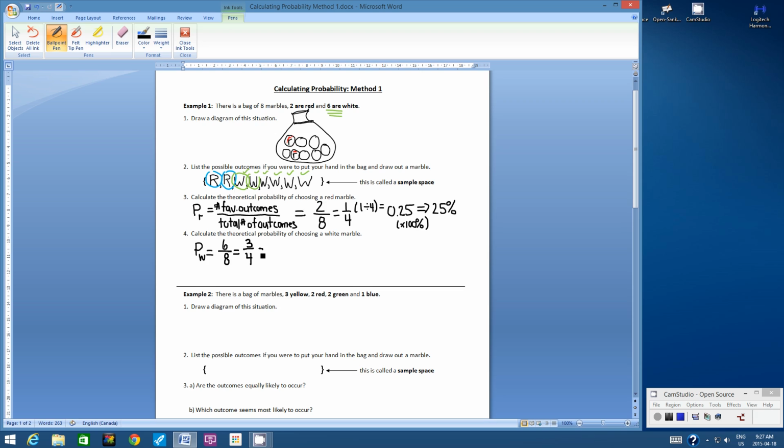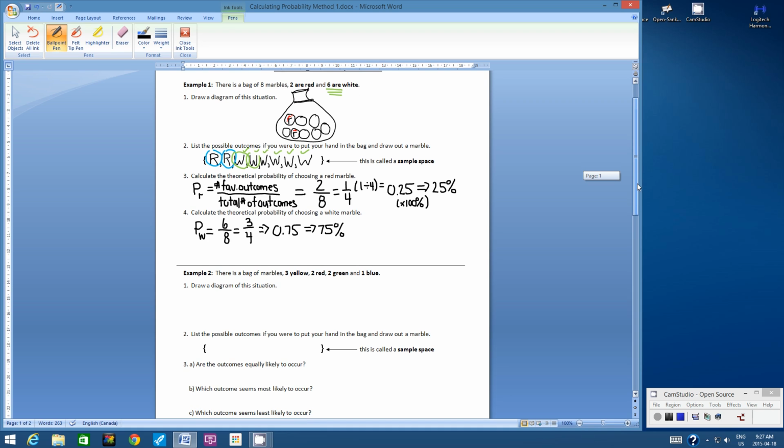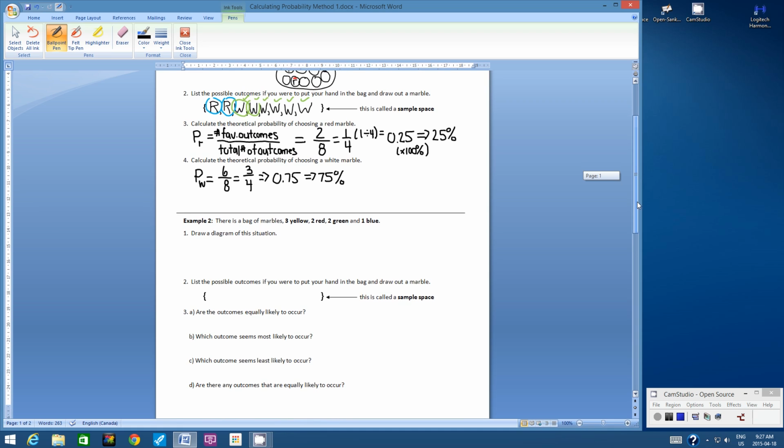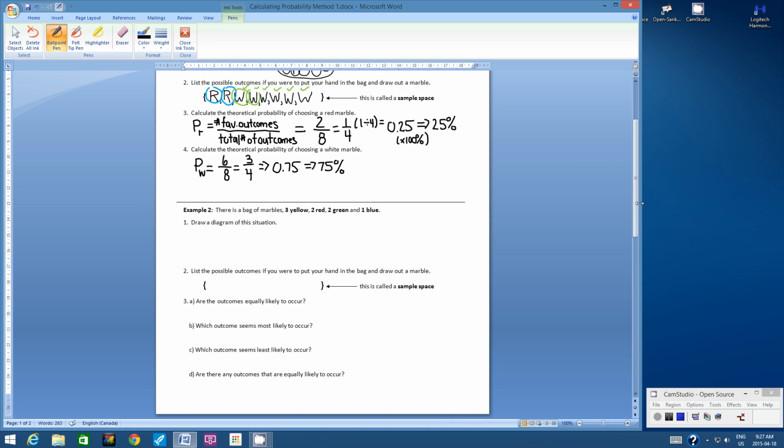Now 3/4 as a fraction can be represented as a decimal with your calculator. You can divide 3 divided by 4, or maybe you've memorized this one because it is one of the most common ones. So 0.75. And 0.75 is expressed also as a percentage of 75%. Okay? So that's example 1. Pretty simple example. They don't really get that much more complicated. Well, let's go on to example 2. Let's see if it is more complicated.